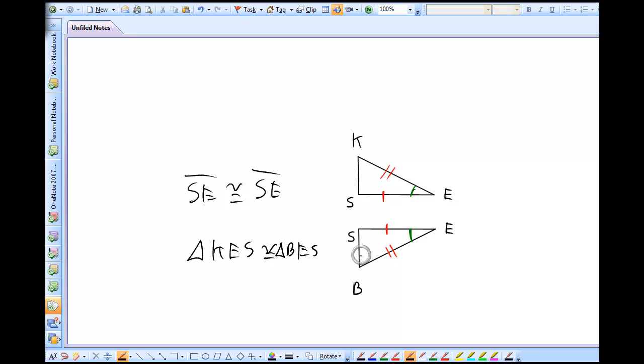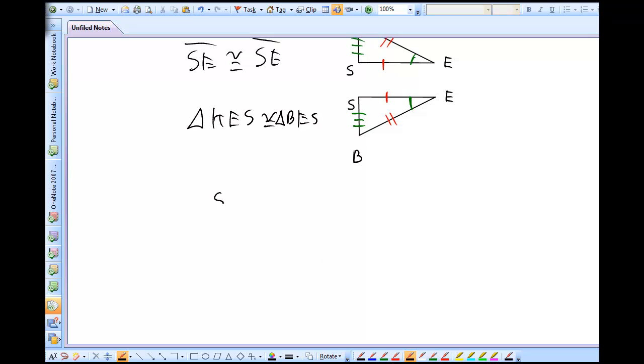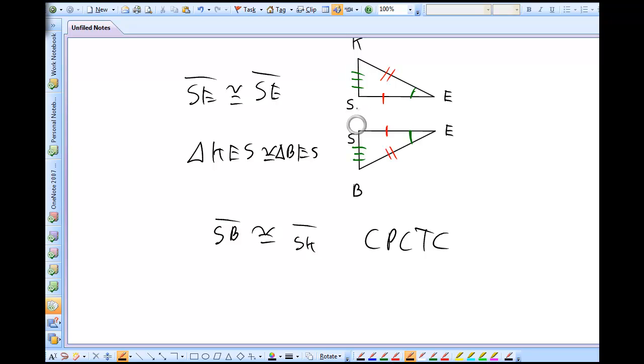Since these triangles are congruent, all the corresponding pieces are congruent. That means that segment SB is congruent to segment SK, and again, that's by corresponding parts of congruent triangles are congruent. Since S cuts these in half, it's literally in the middle, which you can see since the two sides are congruent. That proves that S is the midpoint of segment KB, or segment BK.